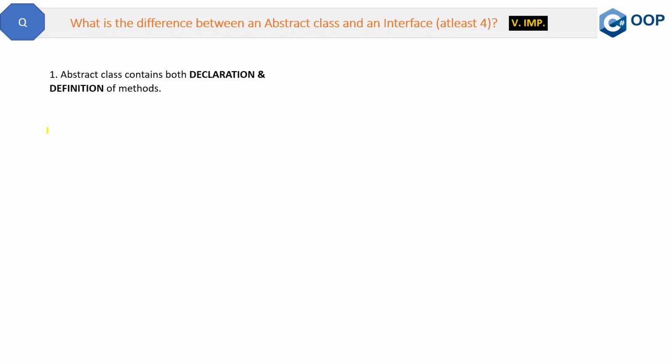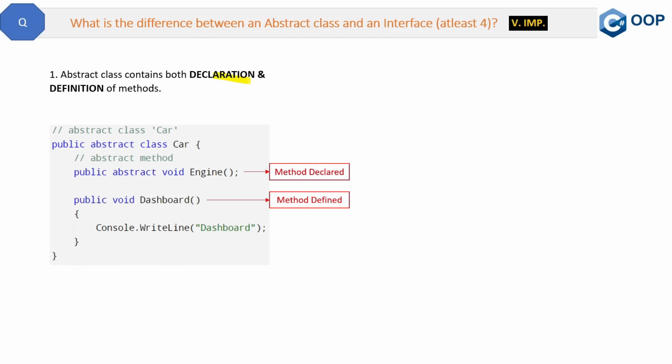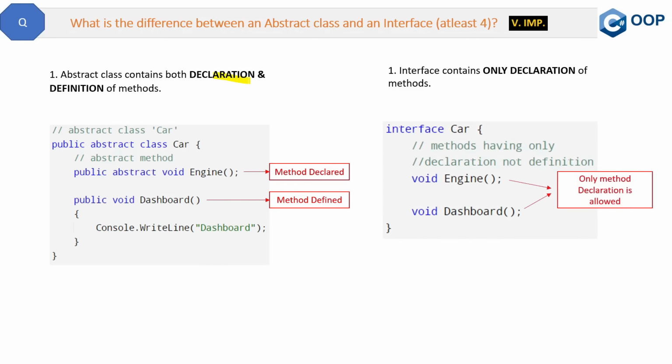The important difference is abstract class contains both declaration and definition of methods. Here you can see the code. The engine method is just declared, while the dashboard method is defined with the body. On the other hand, interface contains only declaration of methods, no definition or body. Here is the code of the interface where both engine and dashboard methods are just declared. If we try to define the dashboard method, then it will give a compile time error.